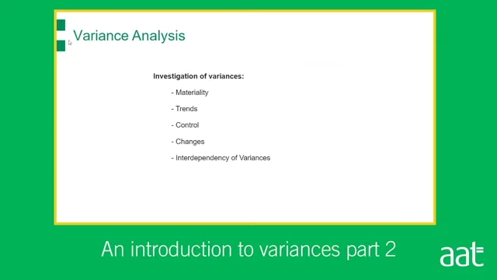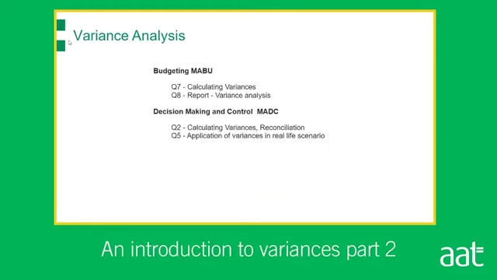Okay, and the last one will be the interdependency of variances. Variances have a tendency to affect each other. Increased, for example, cost of material might have an effect on the usage of material. Same with cost of labor. So if we've got more skilled labor, it will affect the efficiency, for example. So these are the things which we need to look for and analyze.